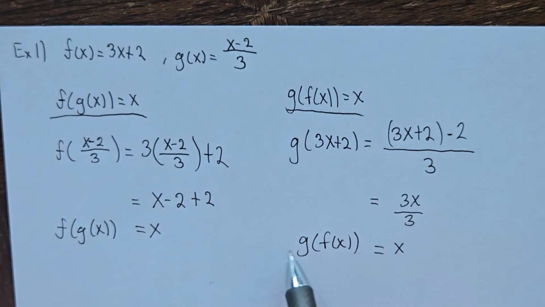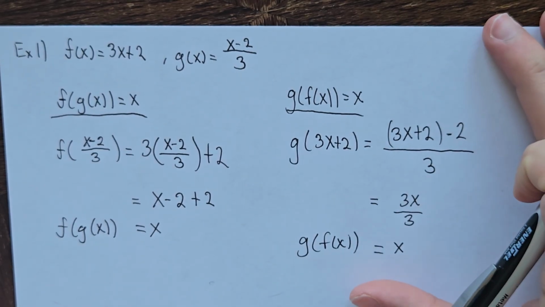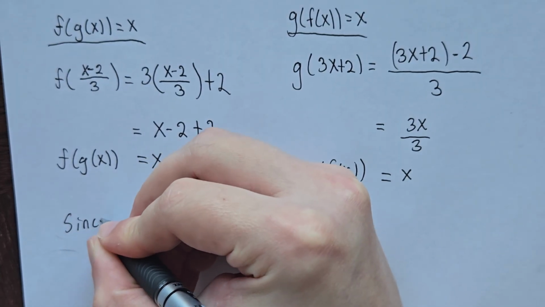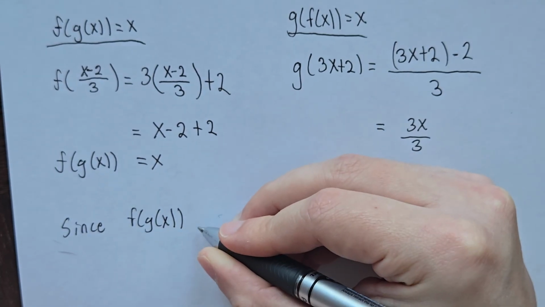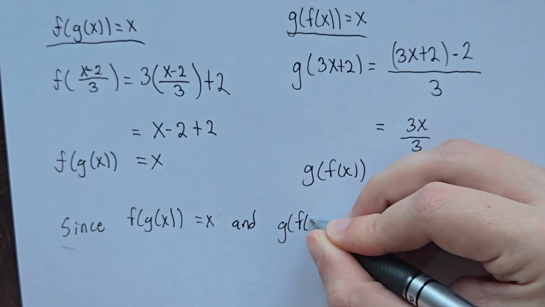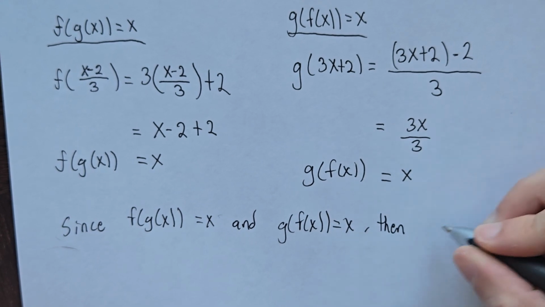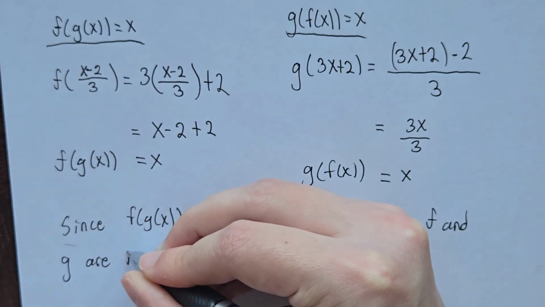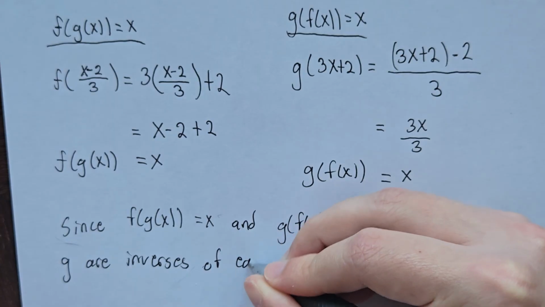Since both of these properties hold right here, that means that f and g are inverses of each other. And I'll write that as a summary statement below. Since f of g of x is equal to x, and g of f of x is also equal to x, then f and g are inverses of each other.